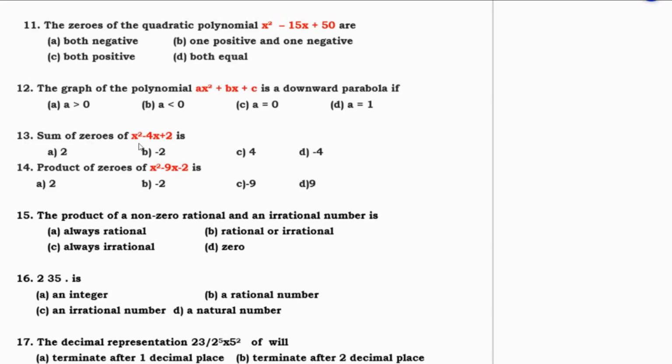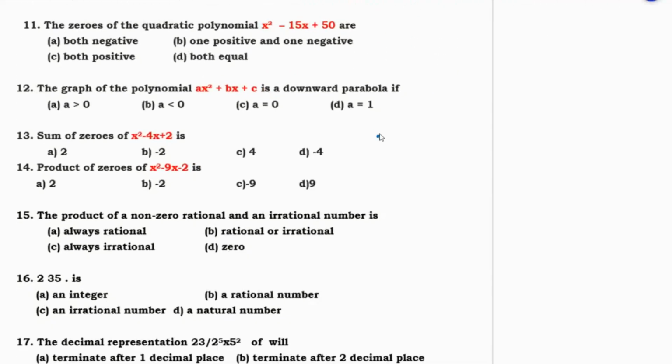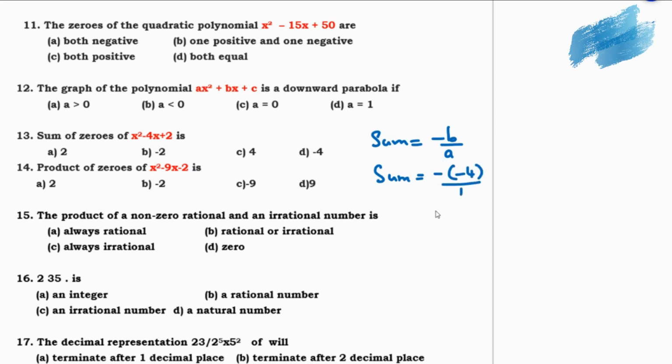13th question, sum of zeros of x square minus 4x plus 2 is: a) 2, b) minus 2, c) 4, d) minus 4. We know the sum of zeros formula. Sum of zeros is minus b by a, where b is the coefficient of x and a is the coefficient of x square. In this problem, b is minus 4, so minus of minus 4 plus a is 1. So negative of negative is 4 by 1, which is nothing but 4. So the correct option for the 13th question is C.